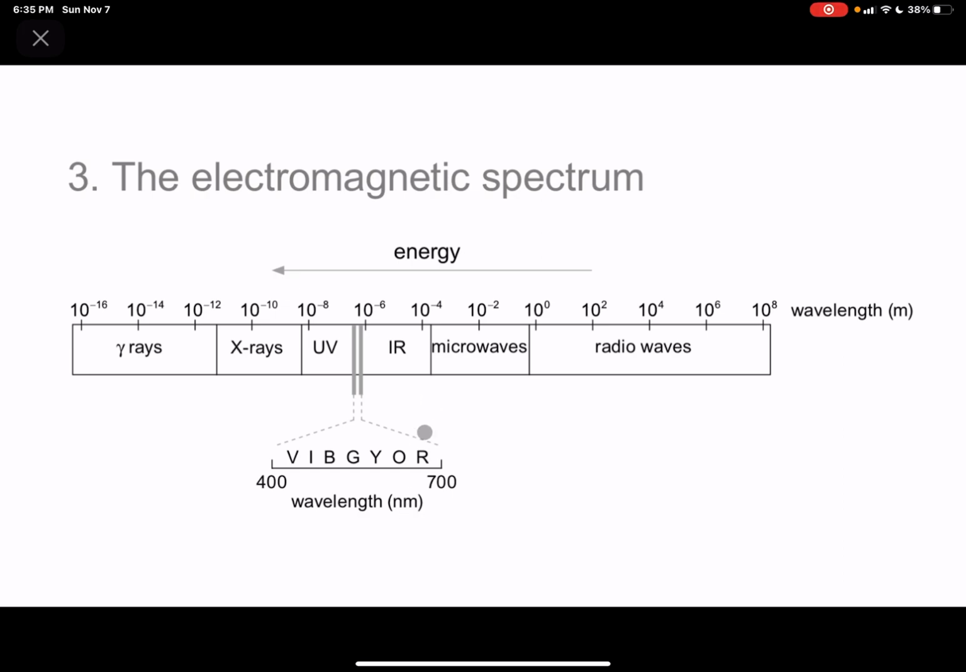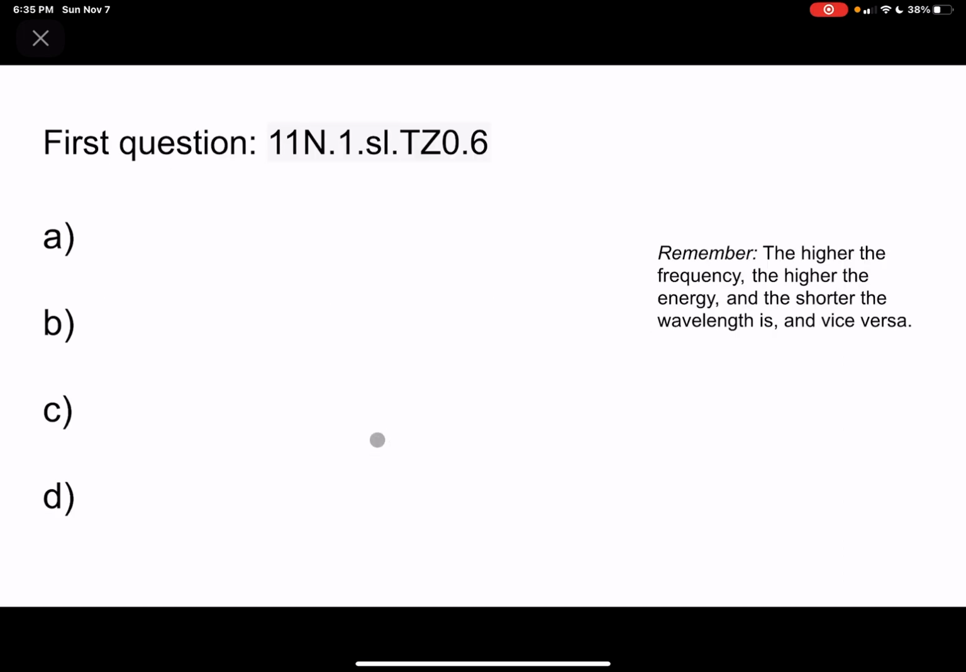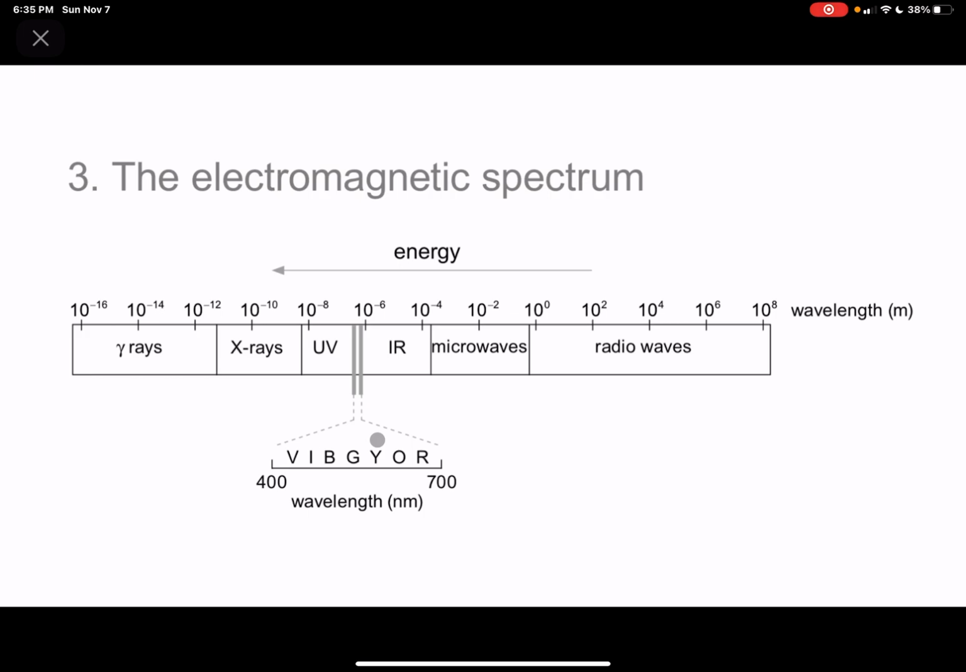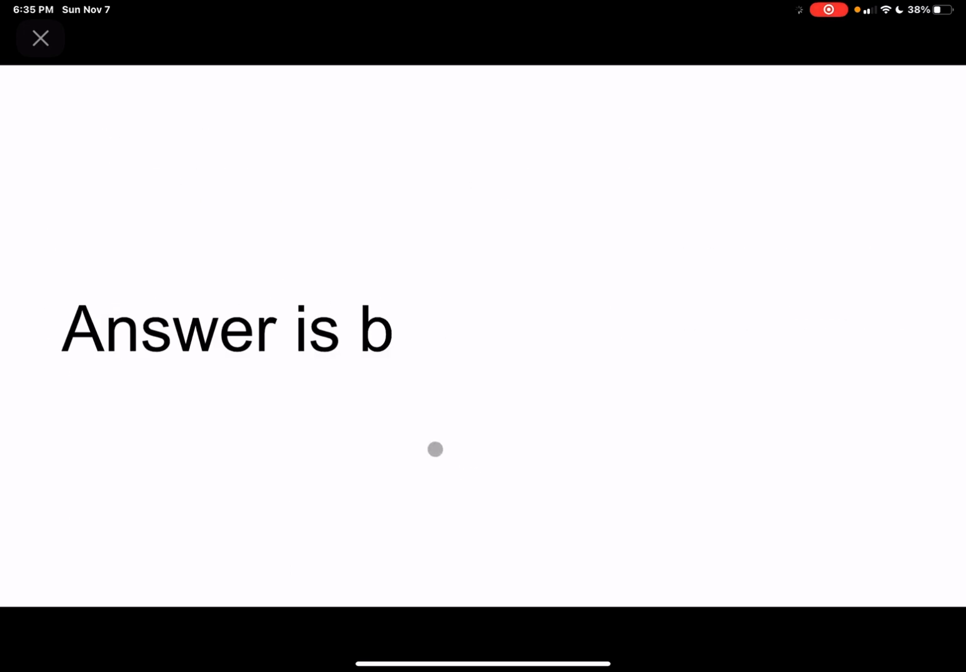Therefore, visible radiation cannot have a higher frequency than ultraviolet radiation because ultraviolet radiation has more energy, and more energy equals more frequency. So visible radiation would have lower energy because it's located before UV, thus it would have lower frequency. So your answer here is B.